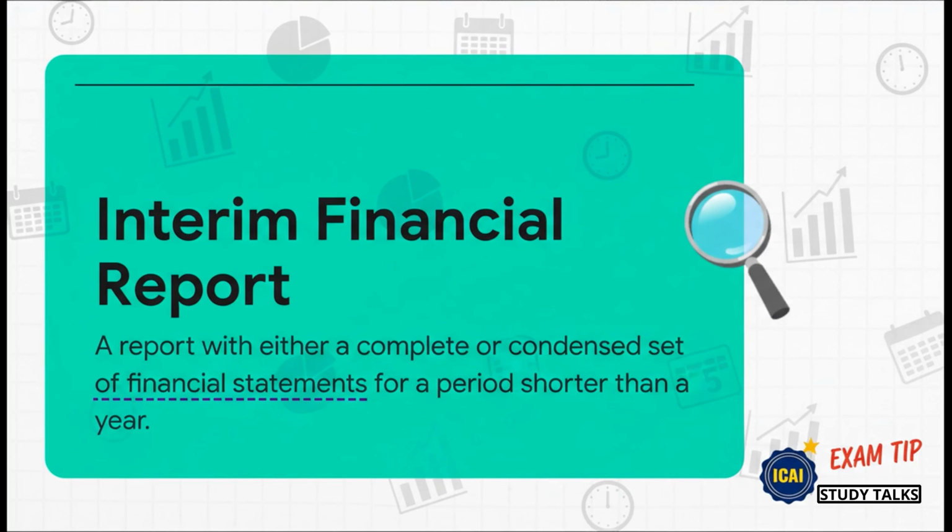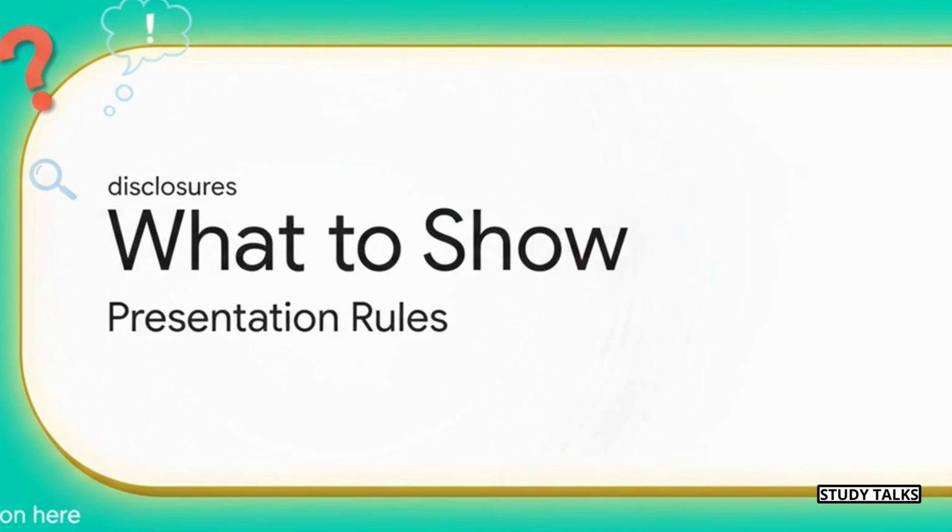Now, here's a crucial point right at the start. AS25 does not say every company must publish quarterly or half-yearly reports. It's not about that. It just says that if you are required to, or if you choose to, then you've got to follow these rules. And that report can be either a full-blown, complete set of financials or a shorter, condensed version. Let's move on to Section 2.